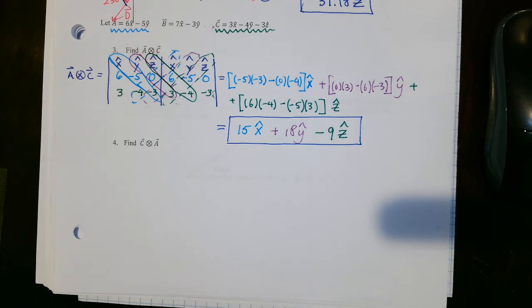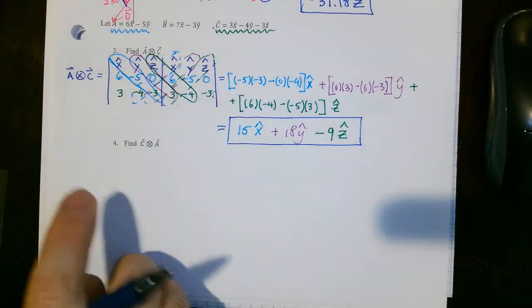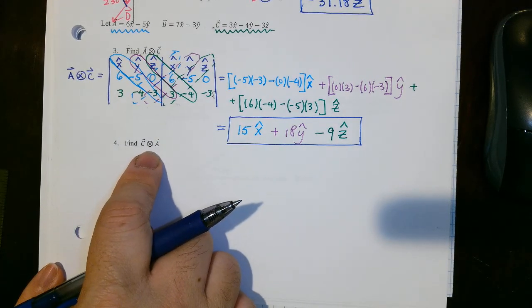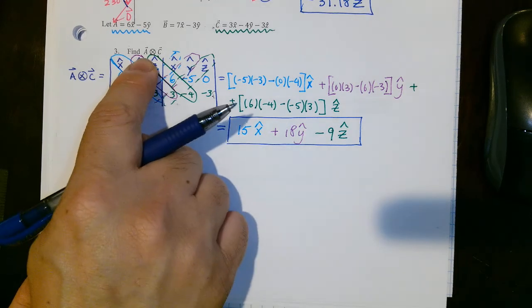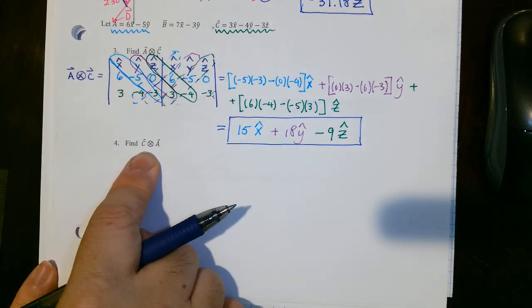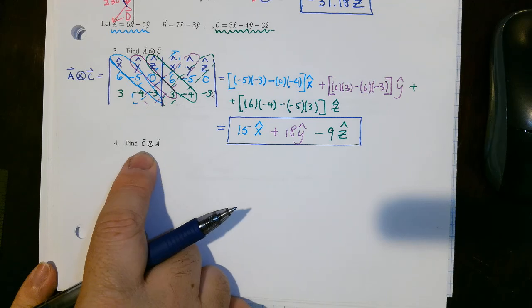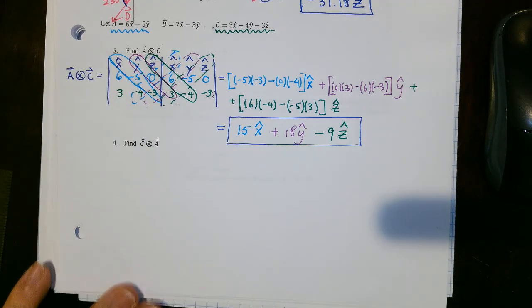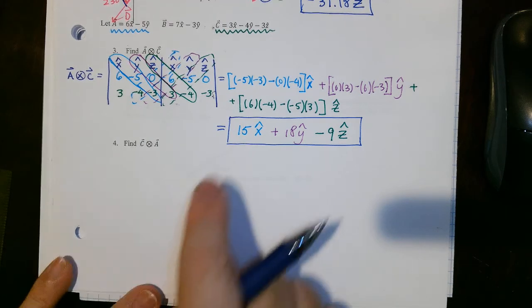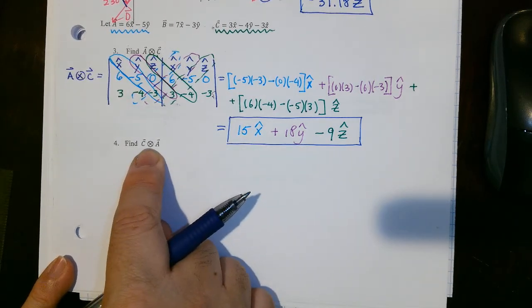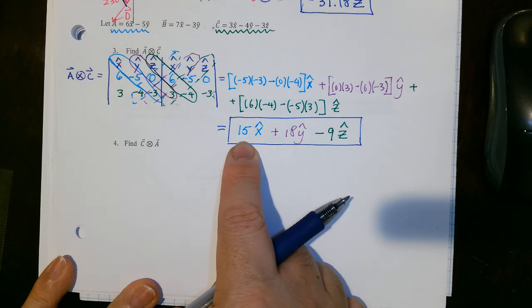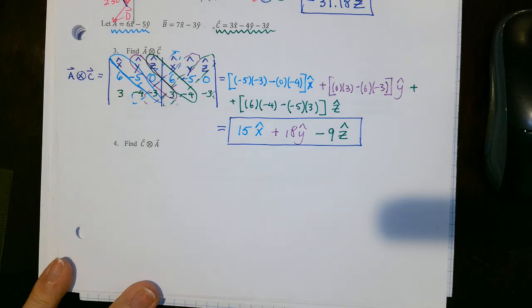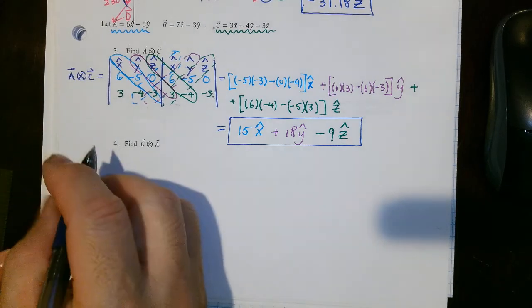Now, if you have to do, instead of A cross C, let's say you do C cross A. For those of you who are paying attention, you know A cross C is negative C cross A, or C cross A is negative A cross C. So if we know that, we automatically know that this is going to probably turn out to negative 15x hat minus 18y hat plus 9z hat. But let's see if that's true.